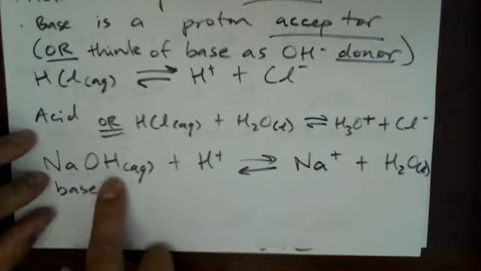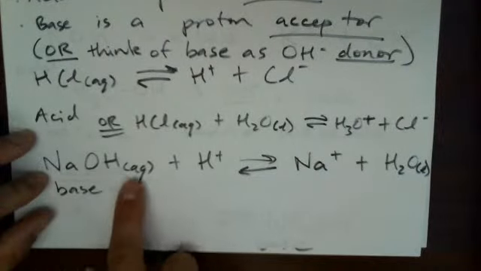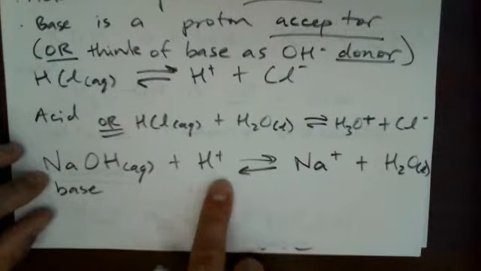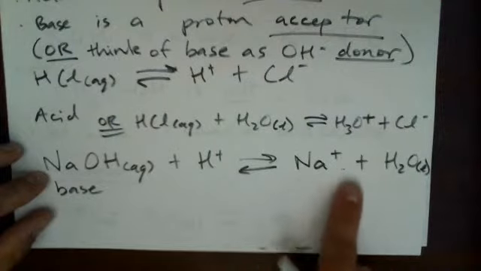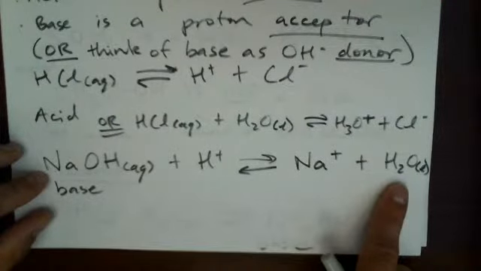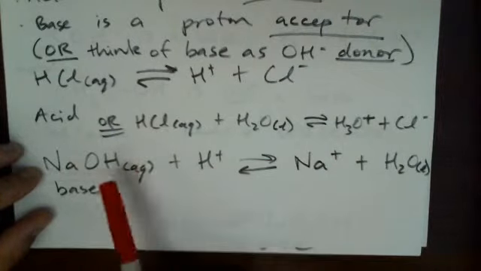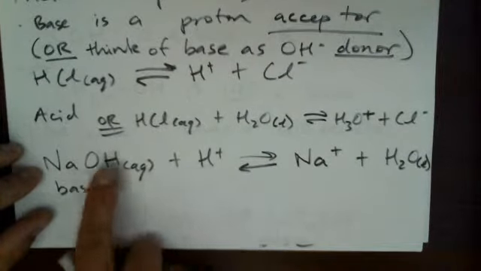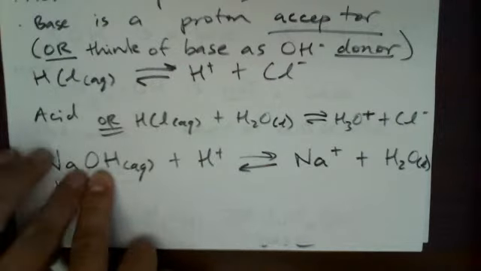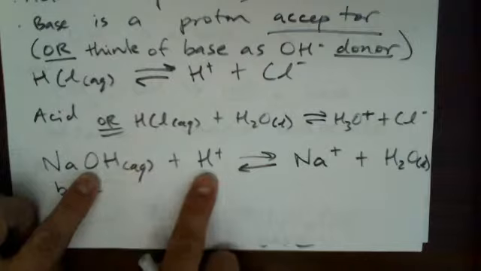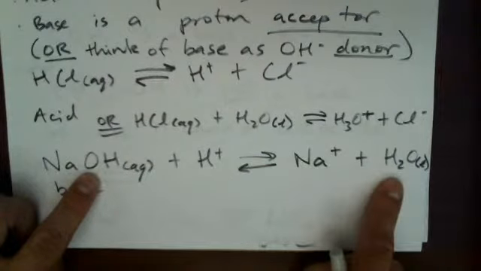Then we have sodium hydroxide, and it can interact with an H plus to give sodium plus and the water. This is showing the sodium hydroxide is a proton acceptor. So if there were protons around, the sodium hydroxide would take them up. Specifically, it's really the hydroxide portion that binds with the H plus to give the water.